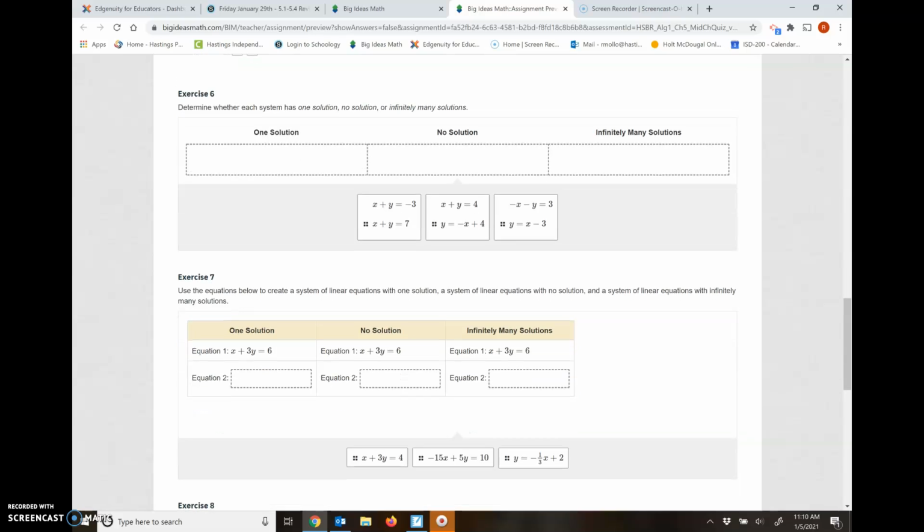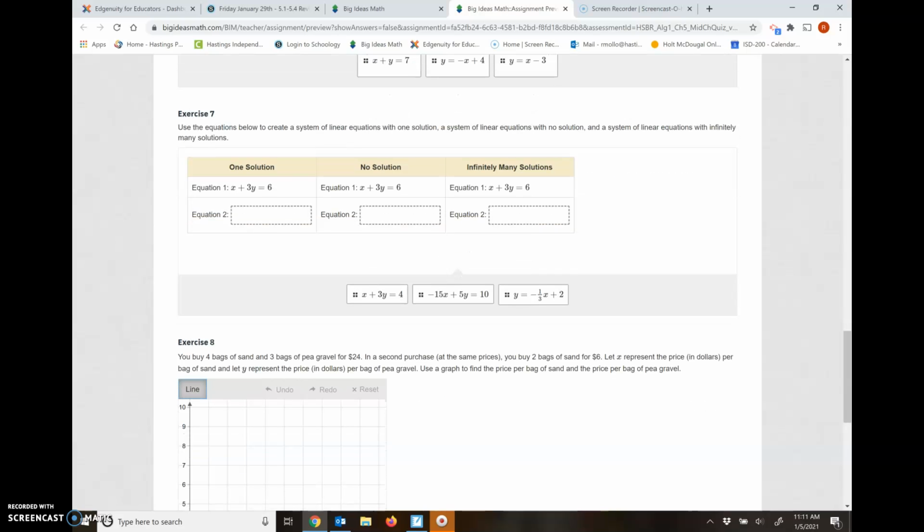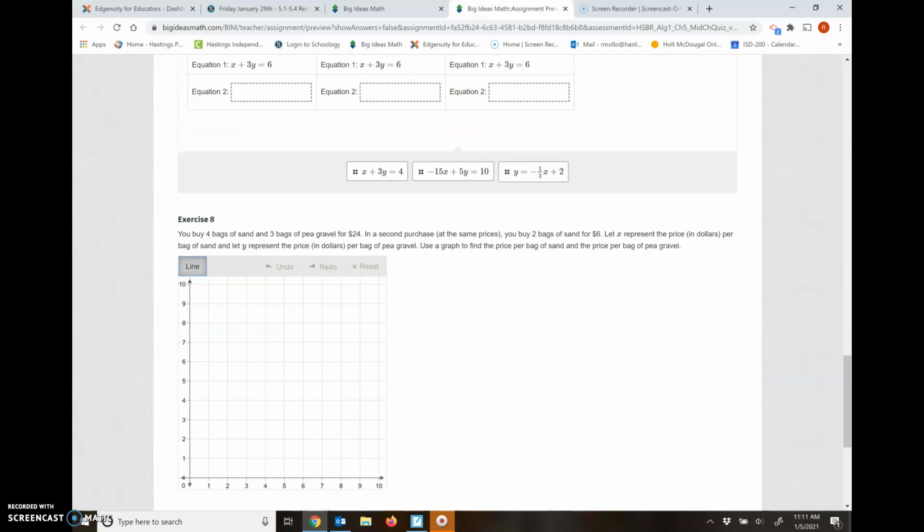And then 6, you have 3 questions there. Is it a one solution, no solution, or many solutions? And you have 3 boxes. There's going to be 1 in each there. So look at those 2 equations. See if they're going to have one solution, many solutions, or no solutions. 7, kind of the same thing. It gives you the equation x plus 3y equals 6, and it wants you to find another equation that would make it a one solution, no solution, or many solutions. And again, it's 1 of each. So you're going to click and drag which one would be the one solution, no solution, many solutions.